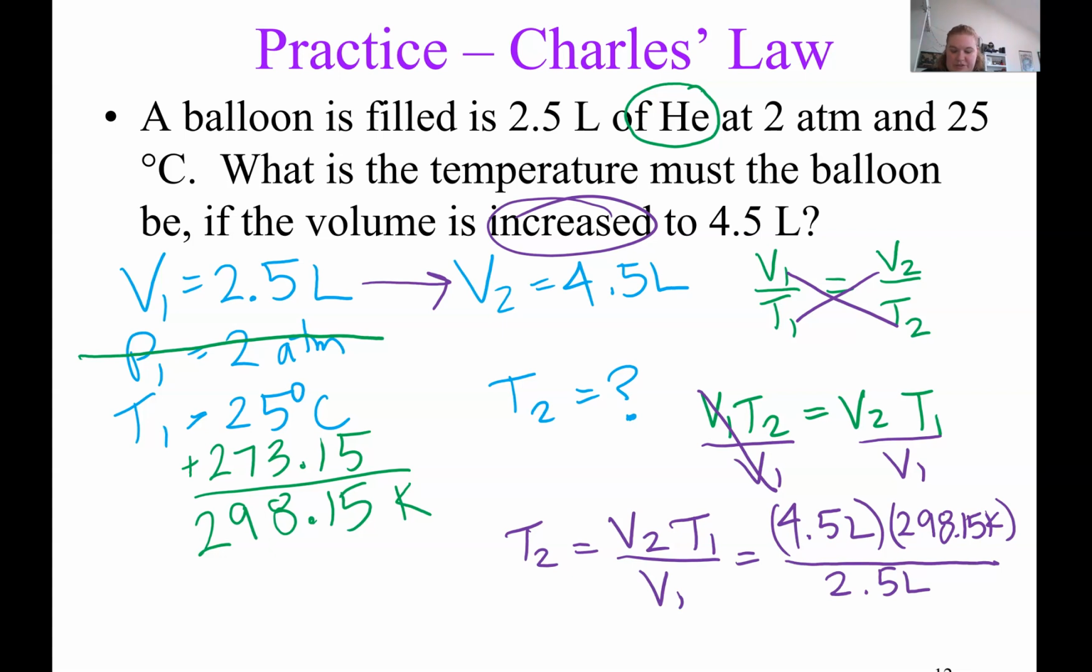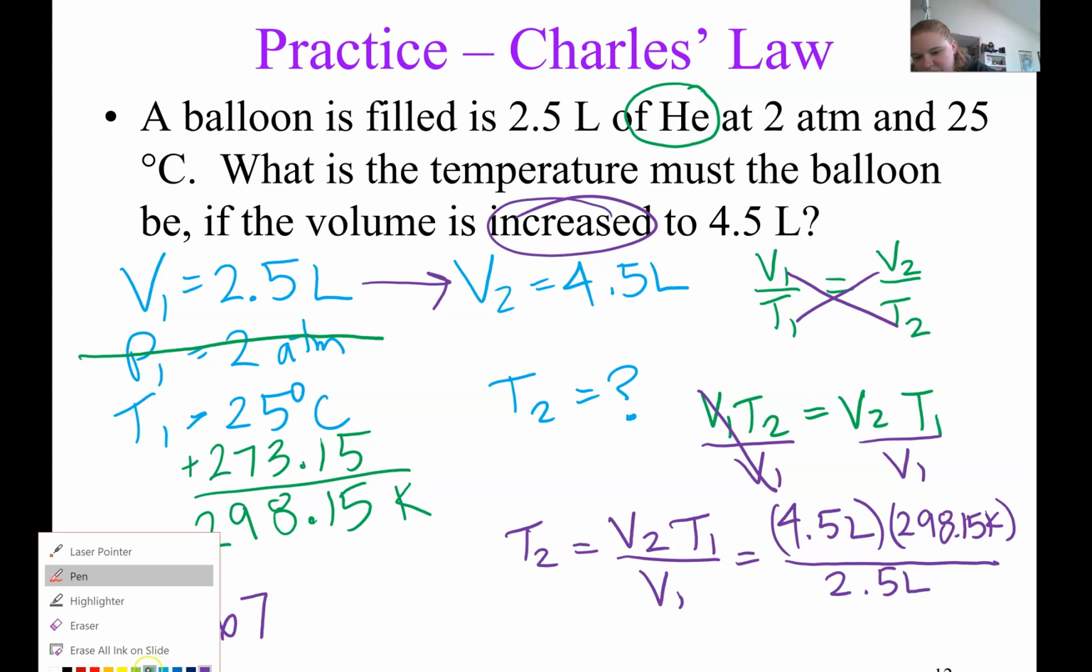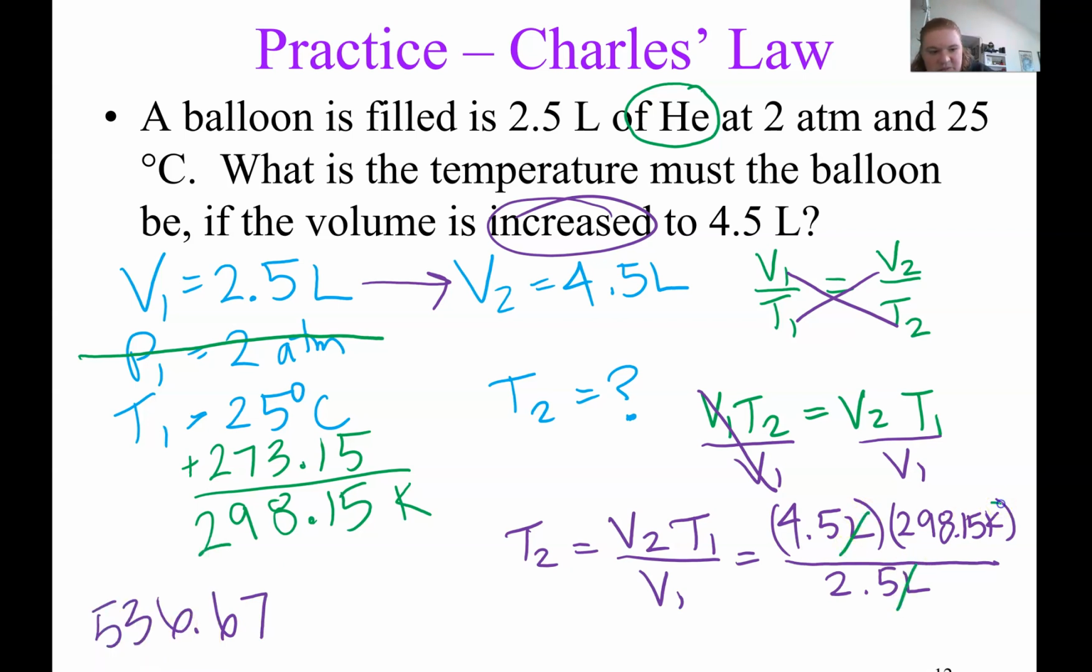So I'm going to do 4.5 times 298.15 divided by 2.5, and I get 536.67. And we look at our units here. Liters are canceling, so we're left with Kelvin.